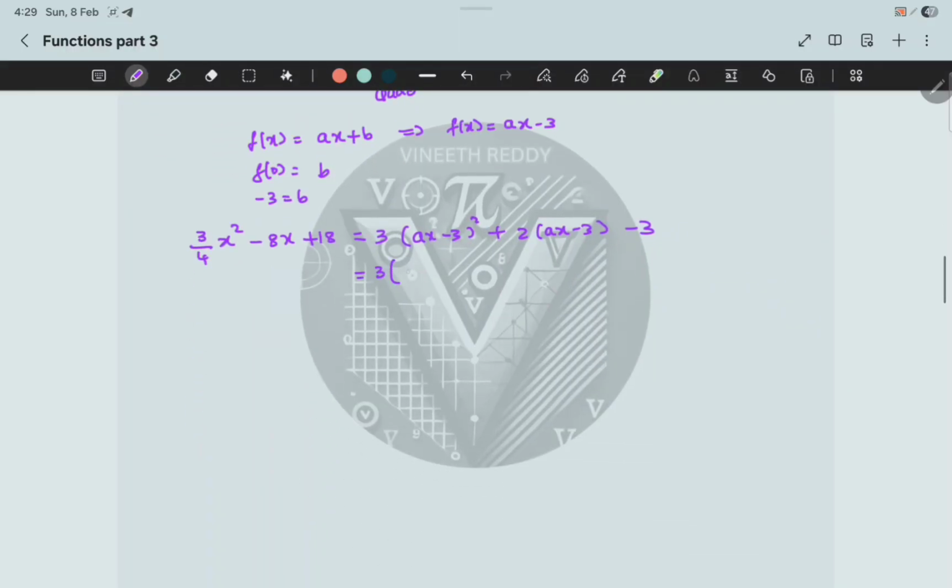We get 3 times a square x square, if I expand this, plus 9, 2 into 3 is 6 ax, plus 2ax minus 6 minus 3. So we ultimately get 3a square x square, and 3 into minus 6 is minus 18, minus 18 plus 2 should be minus 16 ax, and then we have 3 into 9 is 27, 27 minus 9 I think is plus 18. So now these two equations, see this is an identity, right?